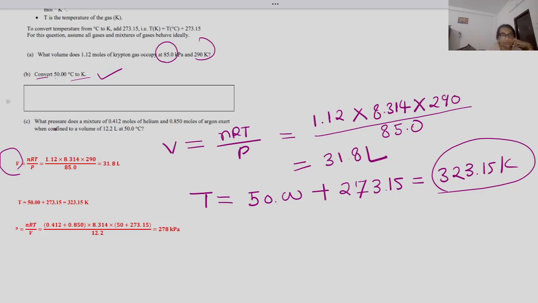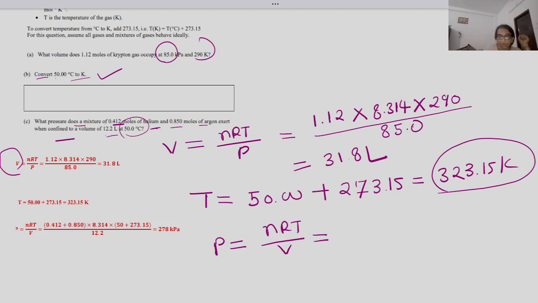Now question number 3: what pressure does a mixture of 0.412 mole of helium and 0.850 moles of argon exert when confined to a volume of 12.2 liters at 50 degrees Celsius? Now the calculation of the pressure. From the ideal gas equation PV = nRT, we write P = nRT upon V, and put all the given values in this formula.